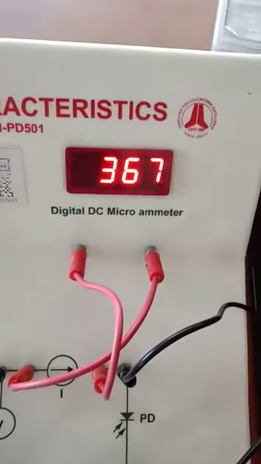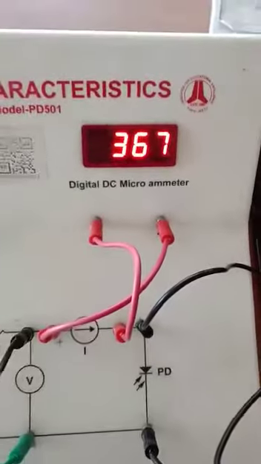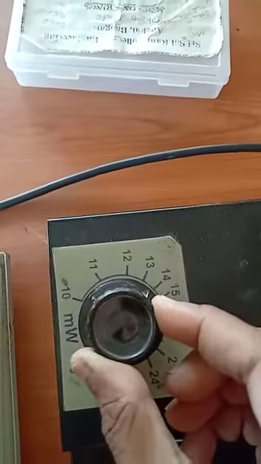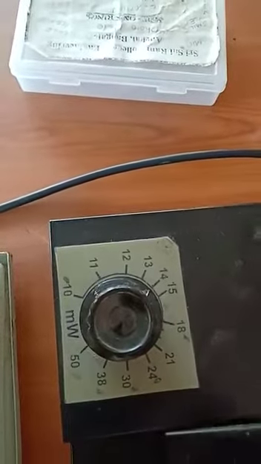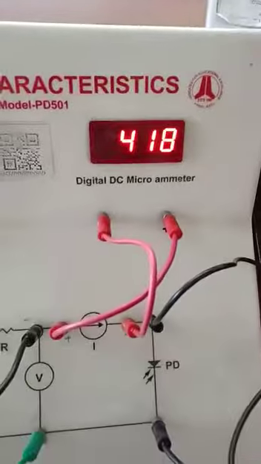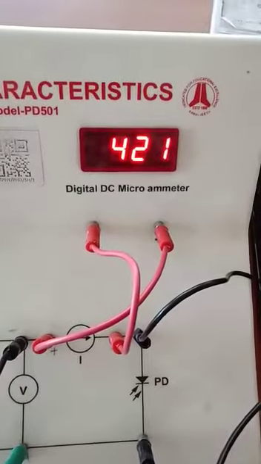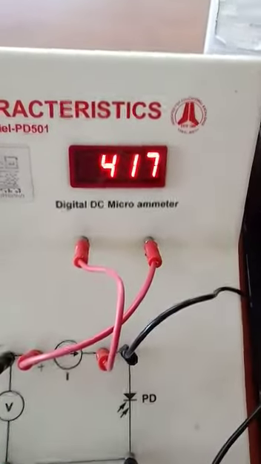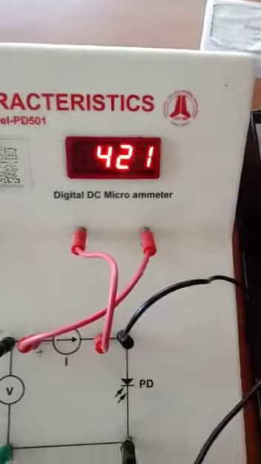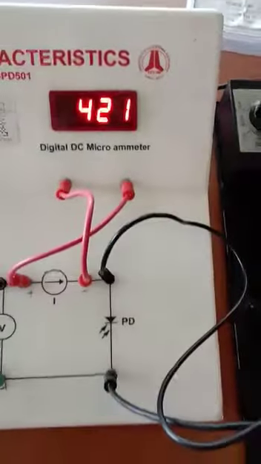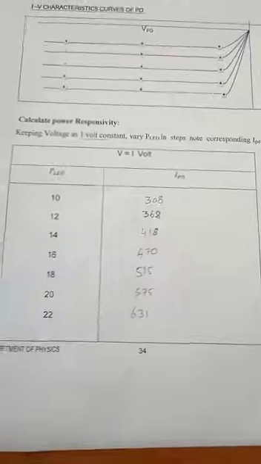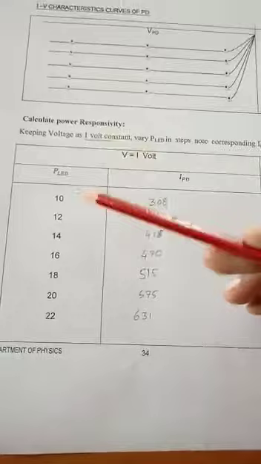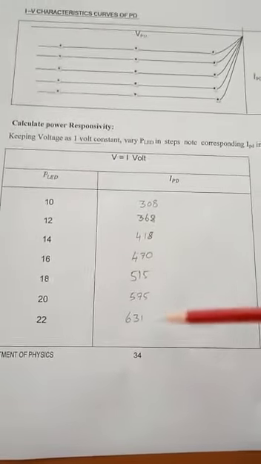Next, keep the PLED at 14. Note down the corresponding current, it is 418. Similarly, you have to take the readings for 16, 18 and 20 and tabulate the readings. Now we have tabulated the readings for keeping voltage at 1 volt, varying PLED, and noting down the corresponding current.